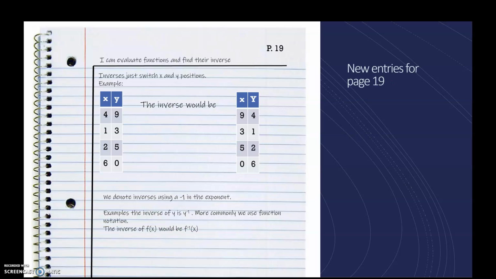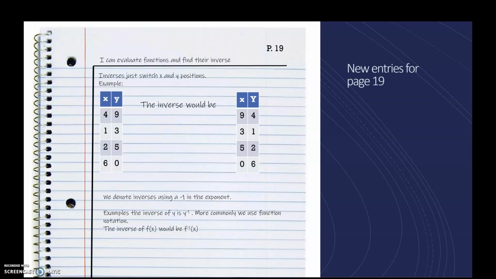All right, so basically, look, here's what's happening, guys. We're going to have a function, and inverses are just where the x and y switch spots. So when you look at these 2 tables, you'll see that all that's happened is on the point (4, 9), the inverse was (9, 4). For the point (6, 0), the inverse was (0, 6). So inverses are just switching the x and y positions.